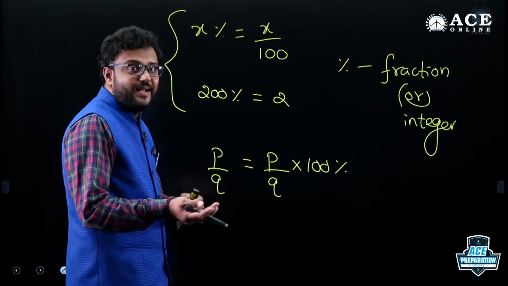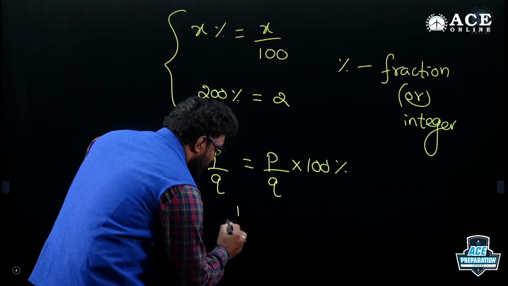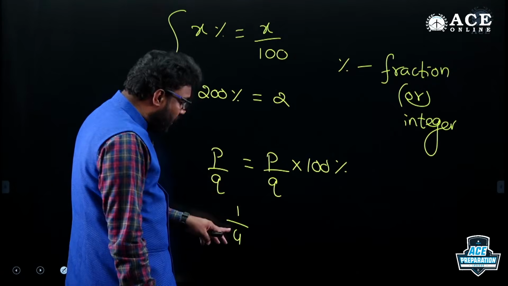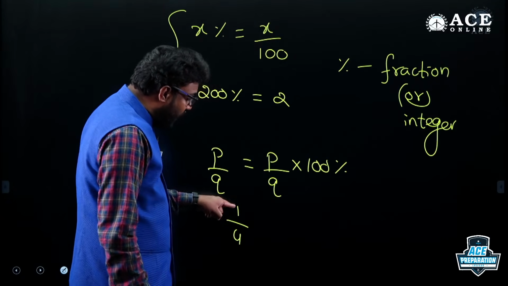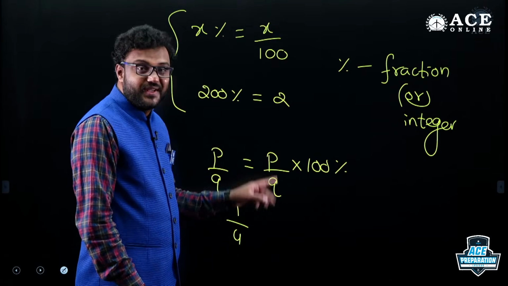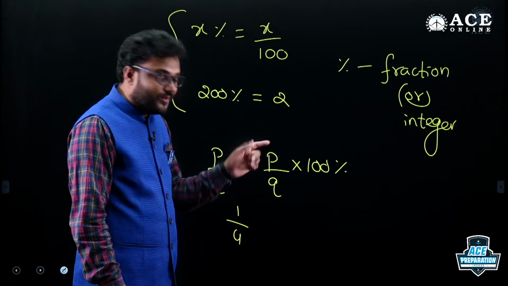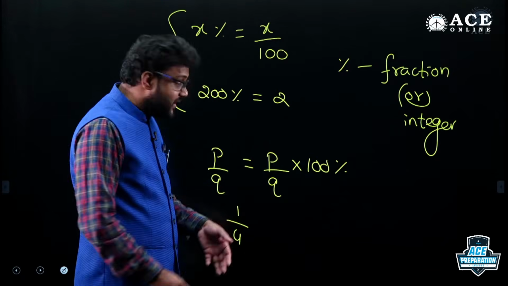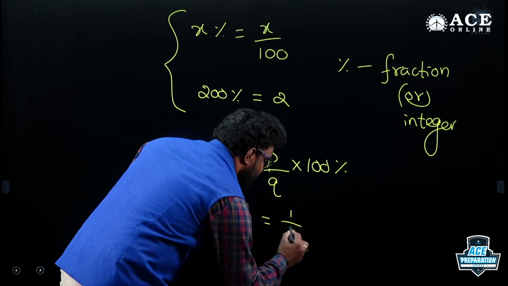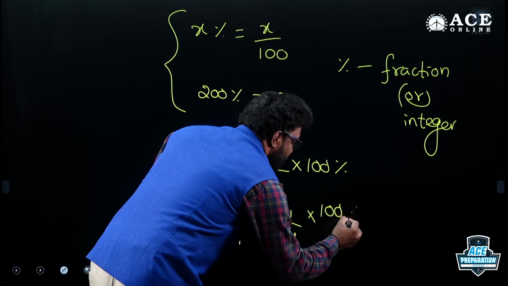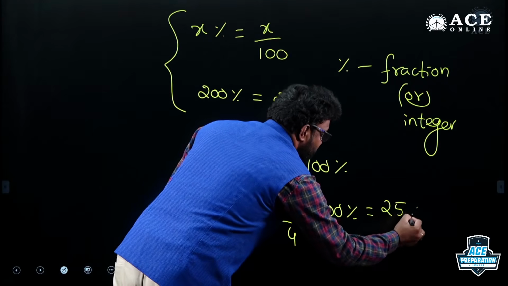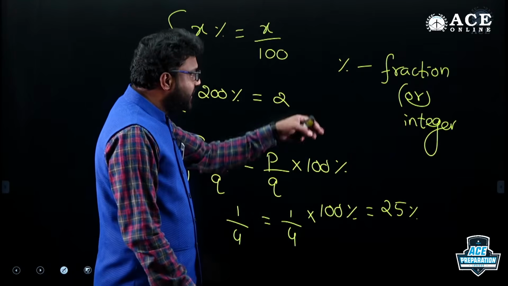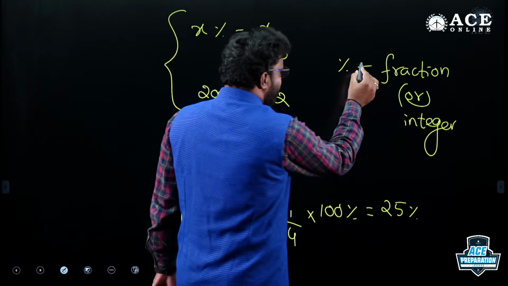If they give a fraction or integer and you want to convert it into percentage, you just multiply by 100. For example, I have 1 by 4. 1 by 4 means out of 4, 1 part. If it is out of 4, 1, then out of 100, what is your value is the percentage. You can use the previous idea also: out of 4 marks, you got 1 mark; out of 100, what you got is the percentage. Or else, you can just multiply this by 100. It's nothing but 25%.